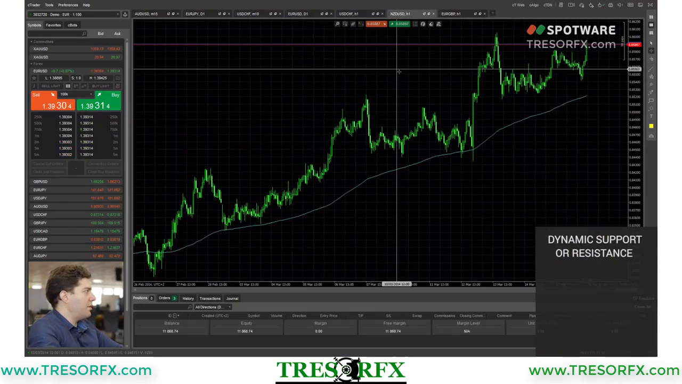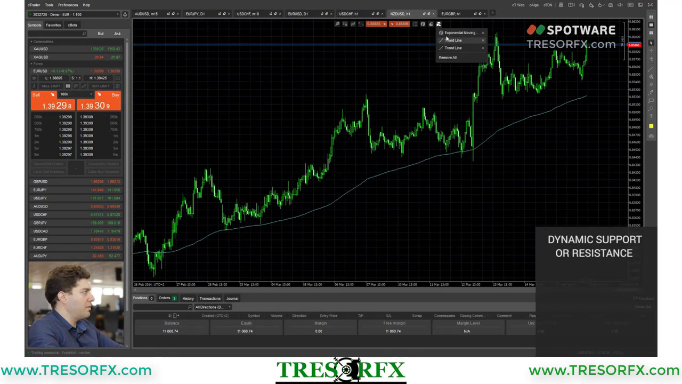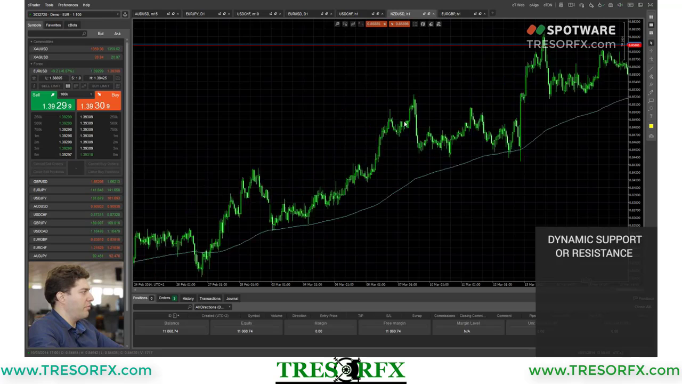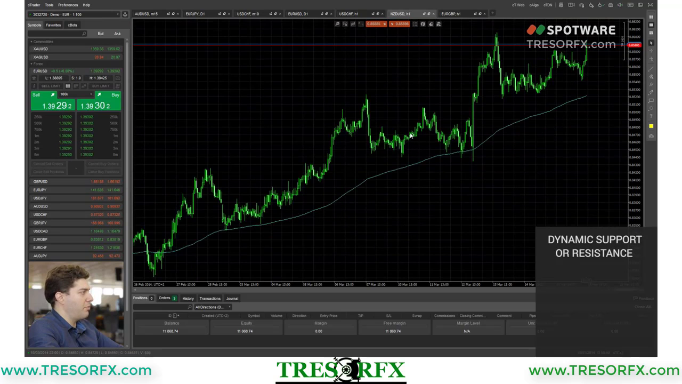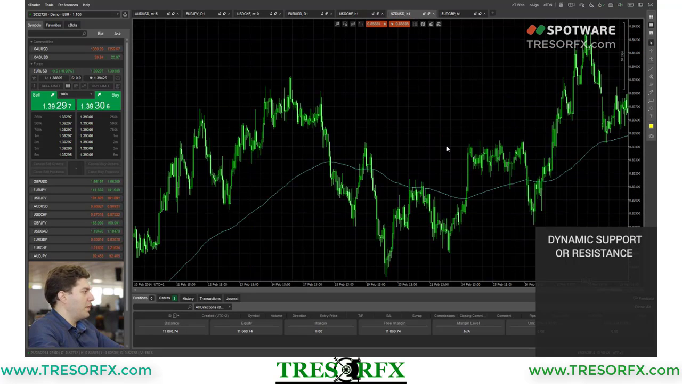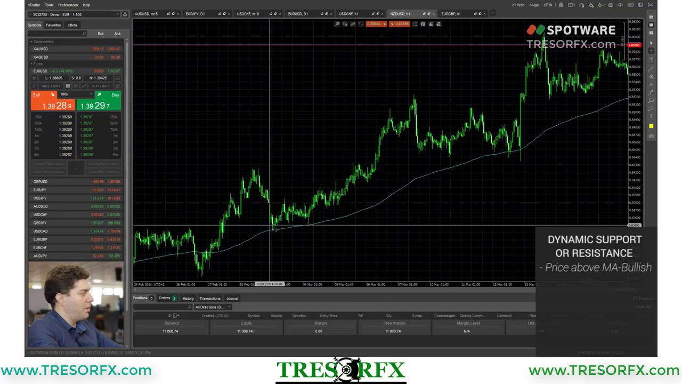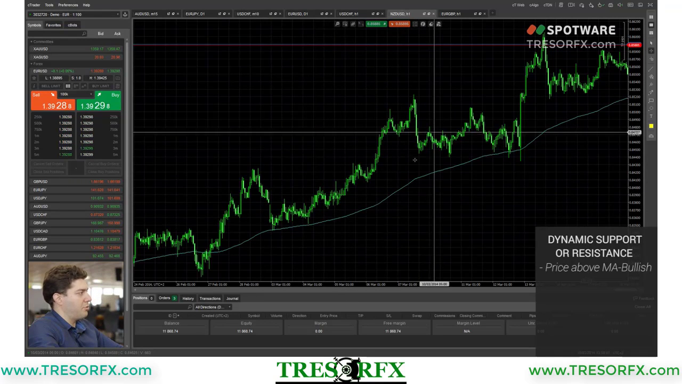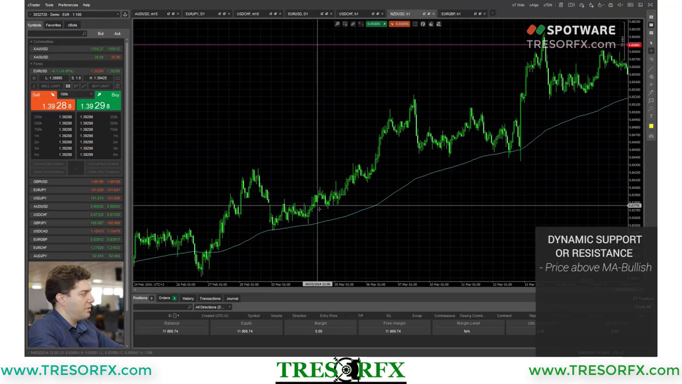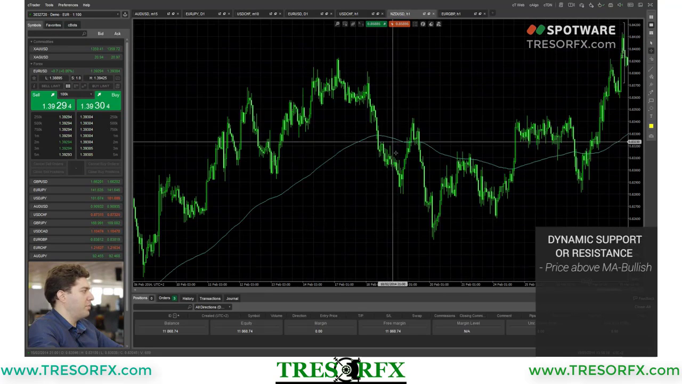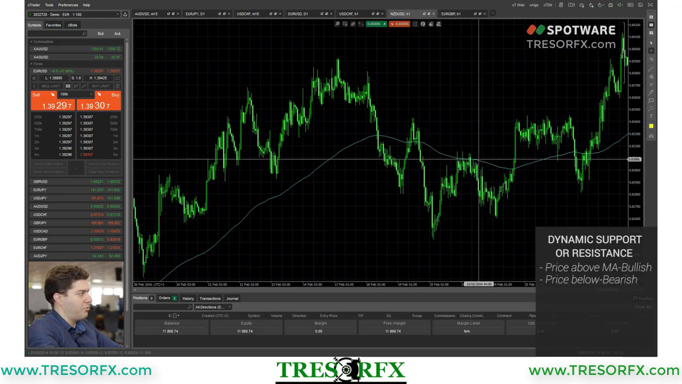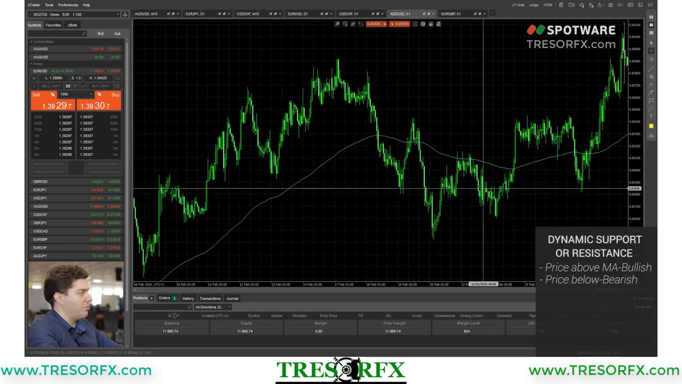In the NZDUSD 1 hour chart, we have a 150 period exponential moving average, and that's the only tool that we're using to trade. So when the price is above the moving average, it has a bullish tendency. So we believe that it's going up. When it's below the moving average, we try to trade it as a downtrend.